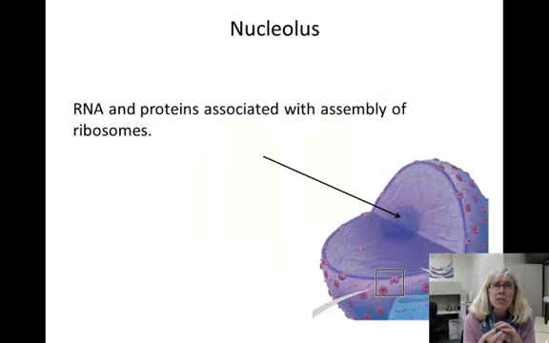The nucleolus is just a darker staining region of the nucleus. It contains a lot of RNA molecules and small proteins that are being assembled into ribosome subunits.